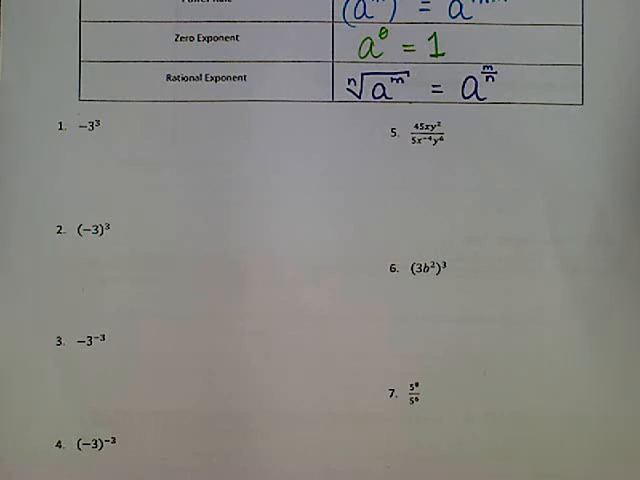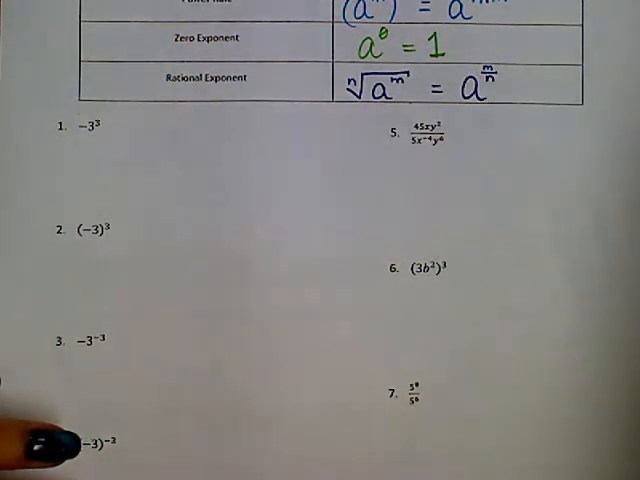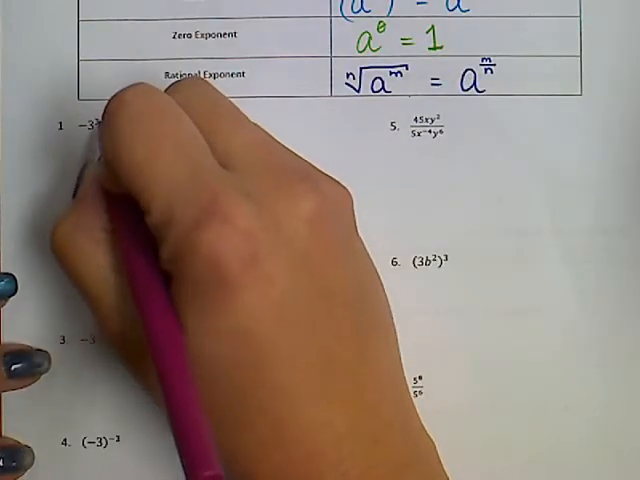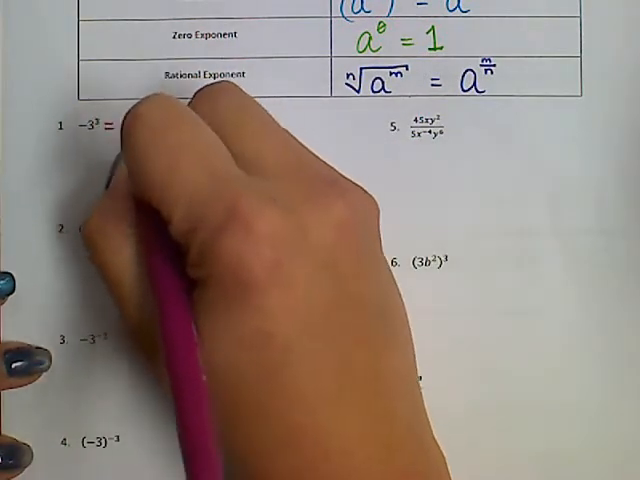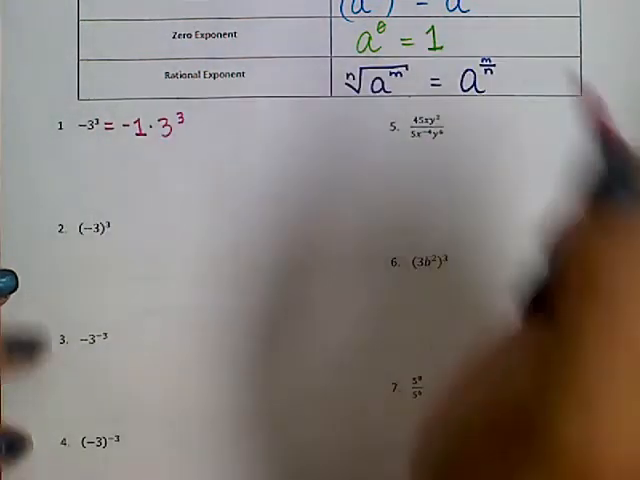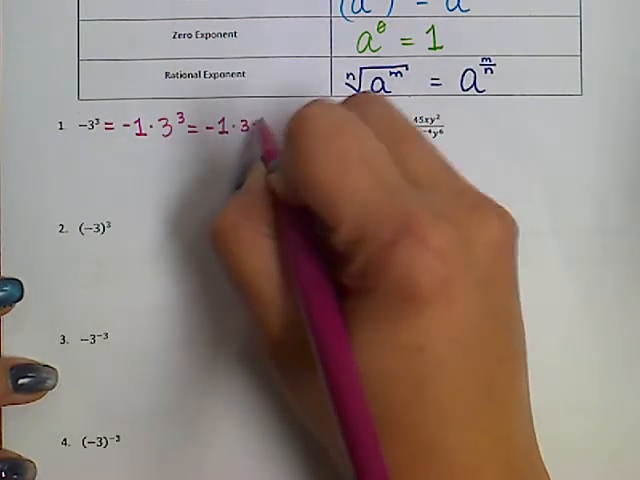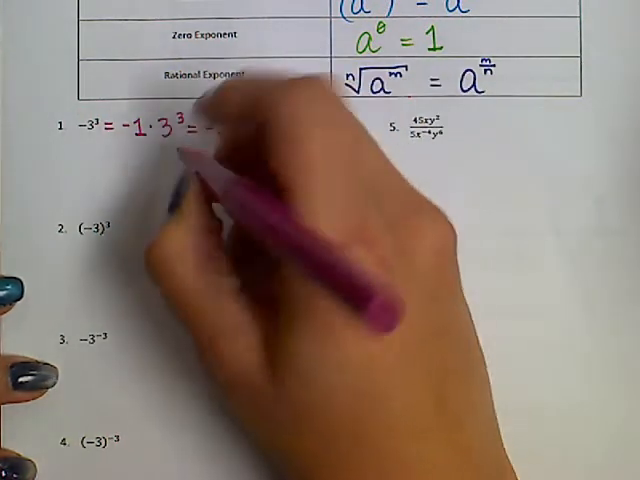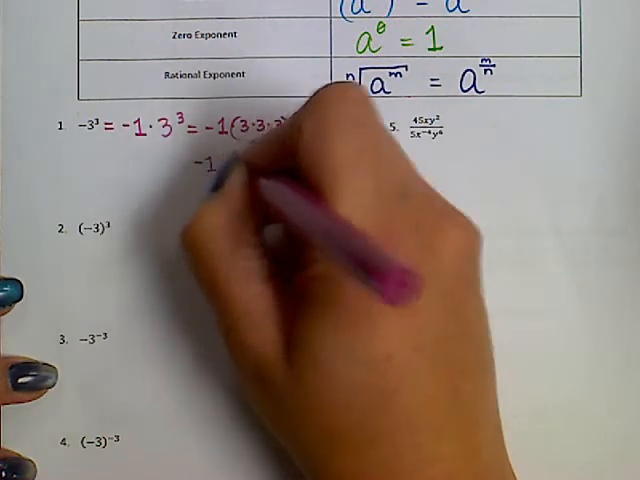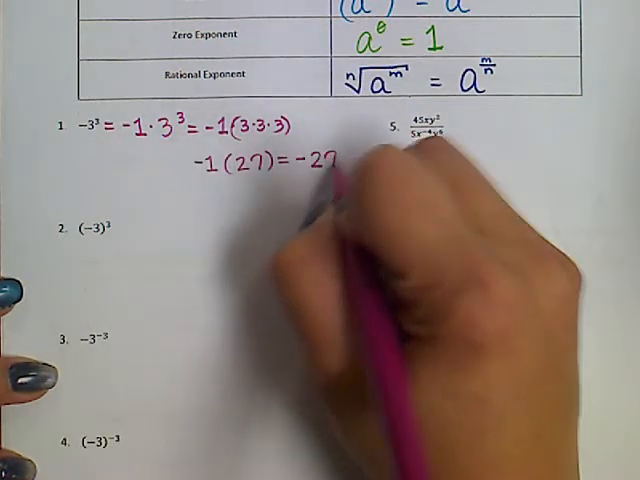Continuing on, problem number 1, we have negative 3 cubed. One thing that people tend to misunderstand is that negative symbol. Our exponent is only connected to the term in front of it, so we could rewrite this as negative 1 times 3 cubed. That would look like negative 1 times 3 times 3 times 3, which is the same as 27. So, negative 1 times 27, I would say that my final answer is negative 27.